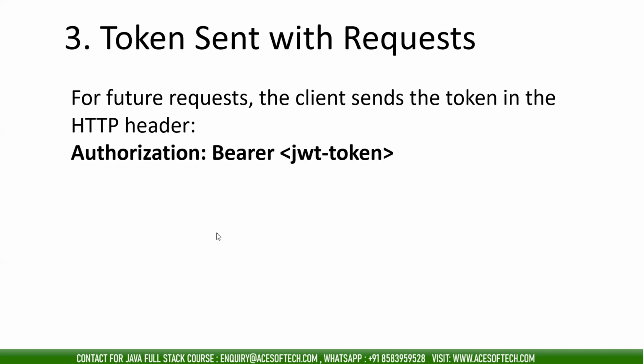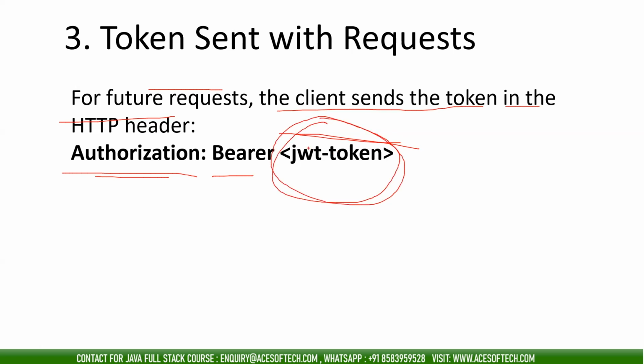Next, step number 3. For a future request, meaning whenever the next page is tried to be accessed, the client sends the token in the header. So how is it sent? Like this: Authorization Bearer JWT token. This token will be sent to the server, and the server will check that okay, the token is genuine, this is the same token I have issued, then the pages are allowed to be accessed.